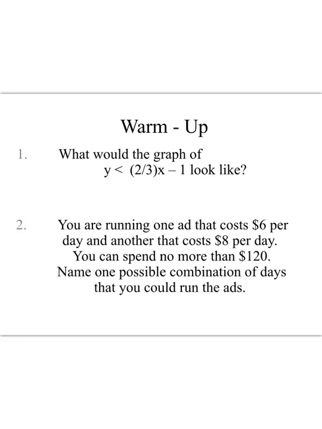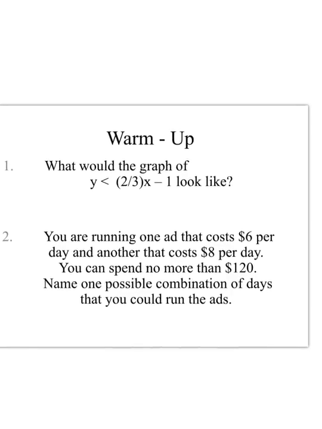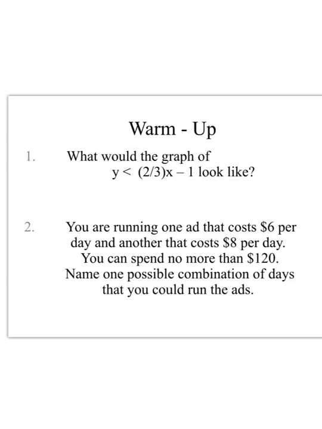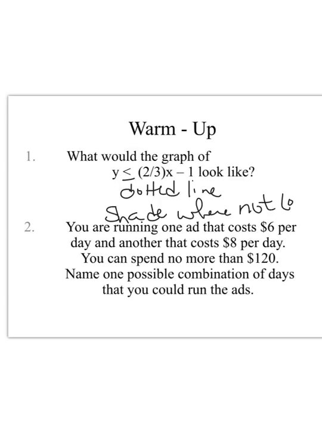So in the first one, we just want to talk about what the graph would look like. Gotta switch to my marker. We know that it's going to be a dotted line. We know that it's a dotted line because it is less than or equal to. The other thing you should be able to do is plug 0, 0 in. When I plug in 0, 0, I get 0 being less than or equal to -1. That is false. So I'm going to shade on the side where 0, 0 is not.